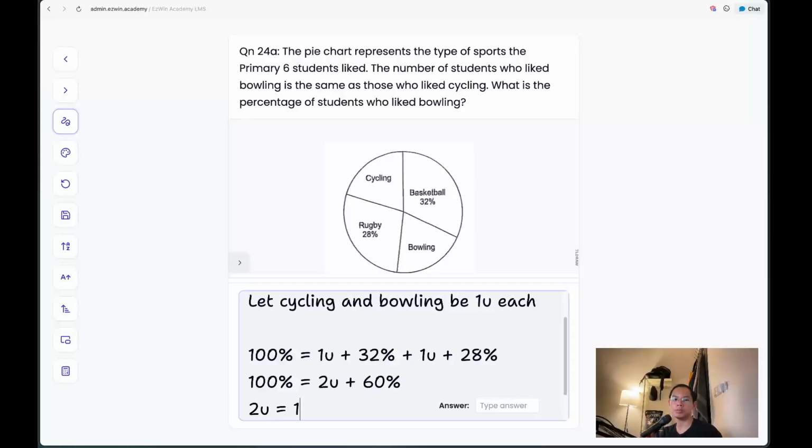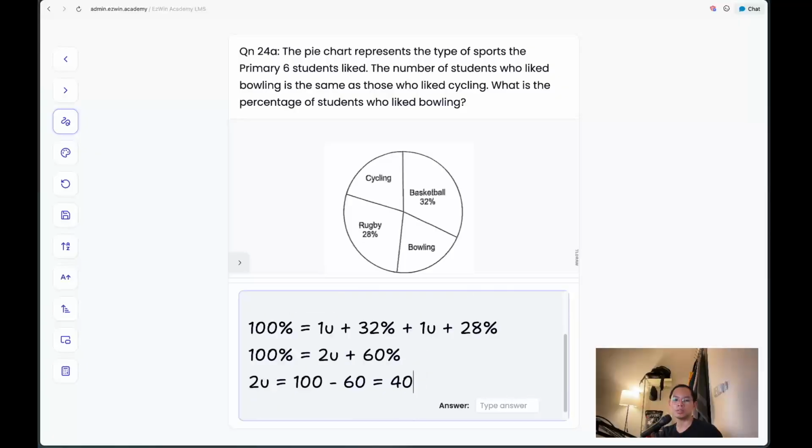2 units will then be 100 minus 60, which is 40%. 1 unit will then be equal to 40 divided by 2. This will give us 20%. Right, there you go, 20%.